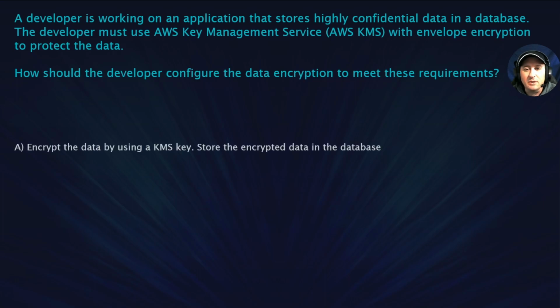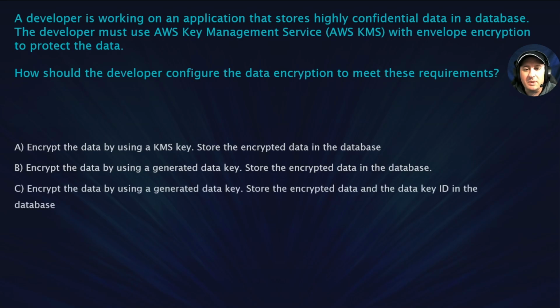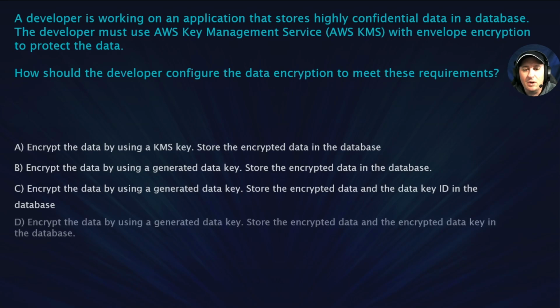A. Encrypt the data using a KMS key and store the encrypted data in the database. B. Encrypt the data by using a generated data key. Store the encrypted data in the database. C. Encrypt the data by using a generated data key. Store the encrypted data and the data key ID in the database. Or D. Encrypt the data using a generated data key. Store the encrypted data and the encrypted data key in the database. So the only correct answer on this one would be D.